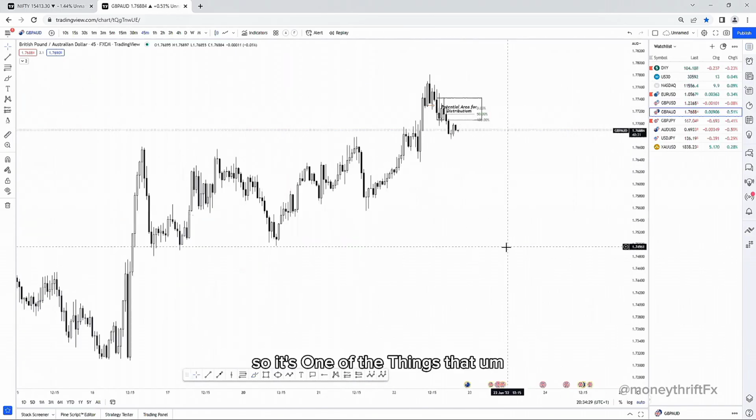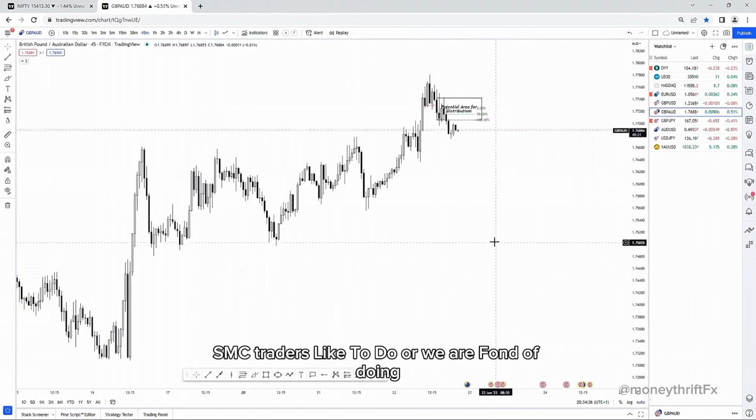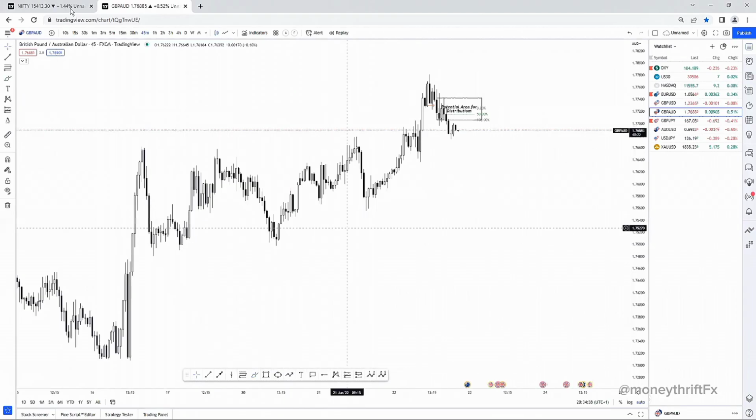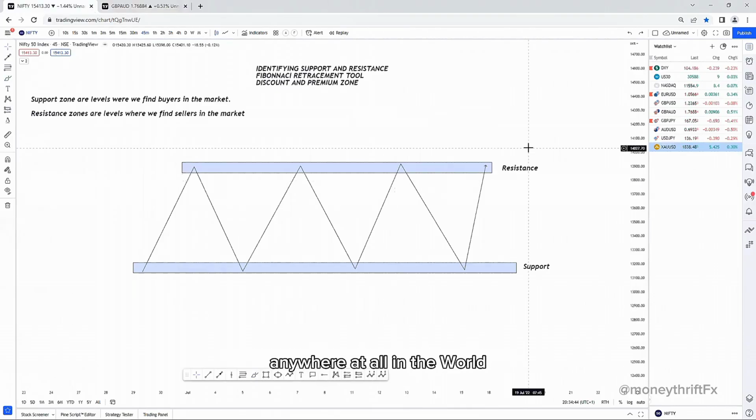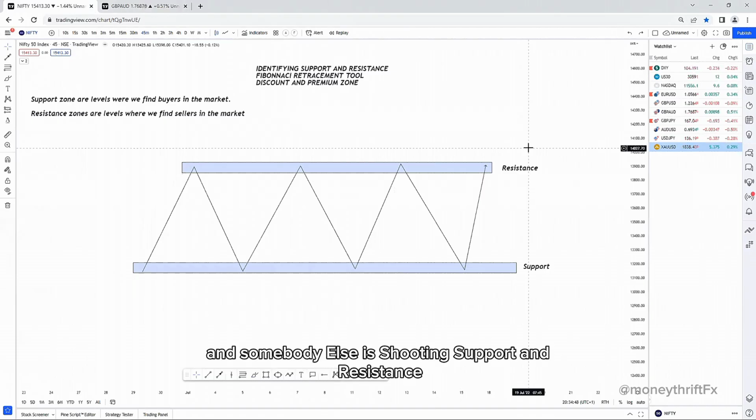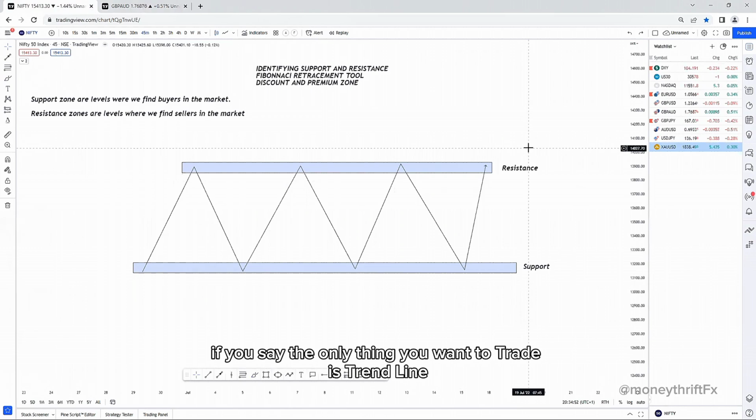One of the things we SMC traders are fond of doing is downplaying any retail trader anywhere in the world, which is not something you want to live by. That you trade SMC and somebody else is trading support and resistance does not mean the person will not be profitable. If you say the only thing you want to trade is trend line, or support and resistance, just stick to it. It will pay you.